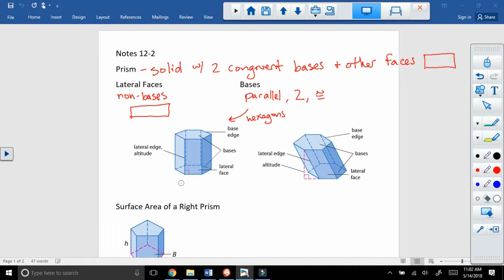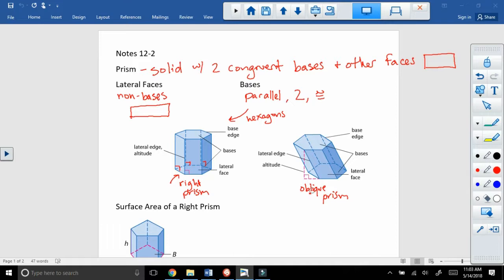Looking at this one here, this is called a right prism because the lateral faces are perpendicular to the base. All of these would be right angles here. Over here, this is called an oblique prism. When we're doing surface area for this class, we're going to do surface area of right prisms. We won't be finding surface area of oblique ones. Those would be more complicated than the ones we're doing.